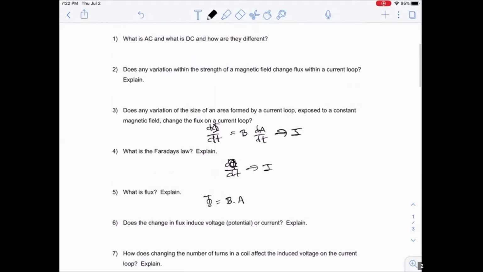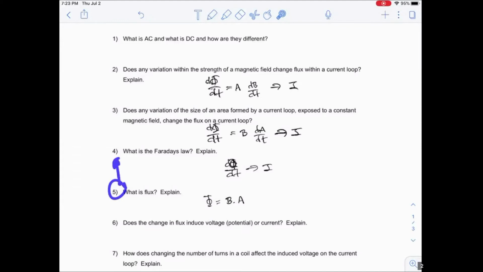So the next statement is, this time we're varying the strength of the magnetic field within the area of our loop. So will that change flux? Absolutely. This time I'm varying the strength of the magnetic field within the area of the loop, and that's certainly going to change flux, and that's going to induce current. So that's it.